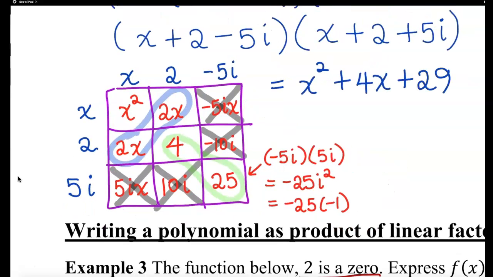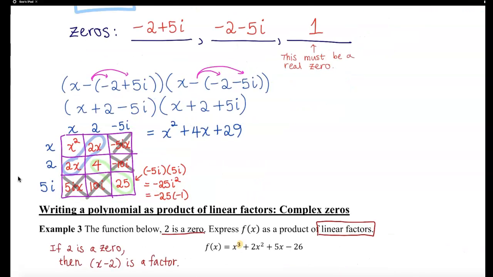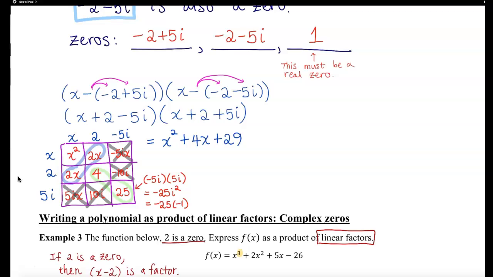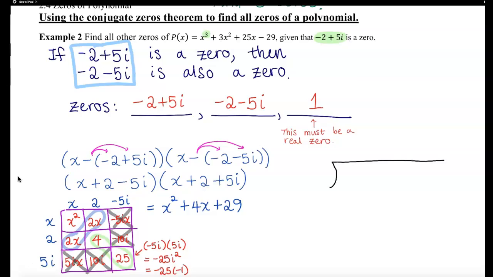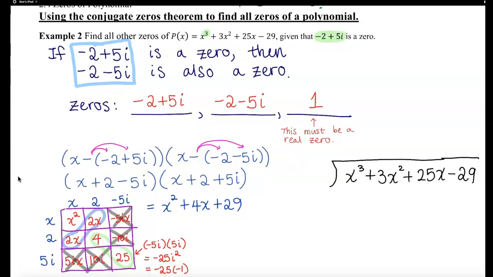And I'm not done. I multiplied and I got a quadratic. What I will now do is I will do a long division. I will divide our polynomial of, what was the polynomial, guys? x cubed plus 3x squared plus 25x minus 29. I'll divide that original polynomial by what I just found. What I just found is this trinomial.